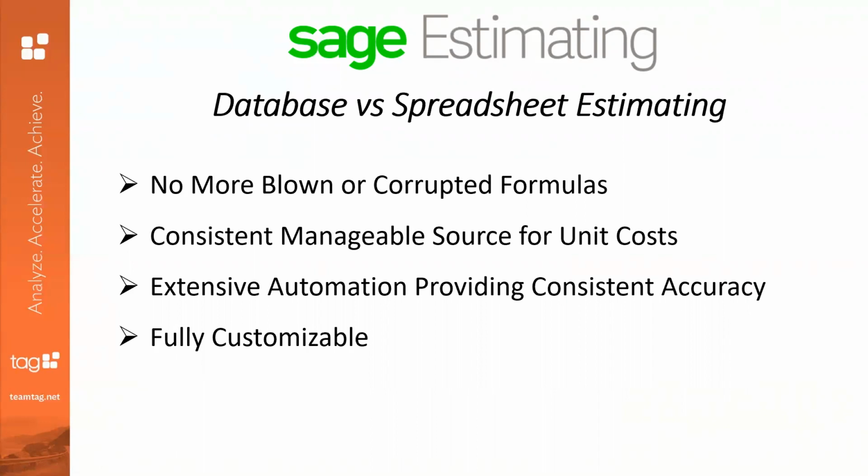A consistent, manageable source for unit costs. Too often, the costs in spreadsheets are fragmented or all over the place. At least with a database-driven system, the original unit costs are used for new estimates. Any changes that are made in the estimate do not affect the original database. There's extensive automation providing consistent accuracy, and a lot of that is done with pre-built assemblies and models. And above all, the entire system is completely customizable.